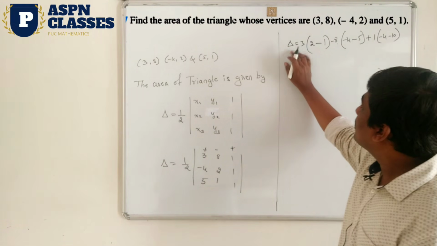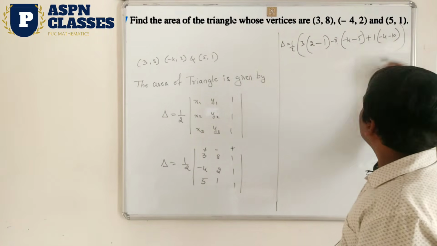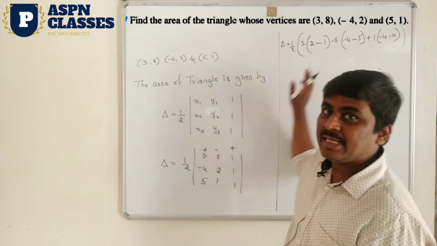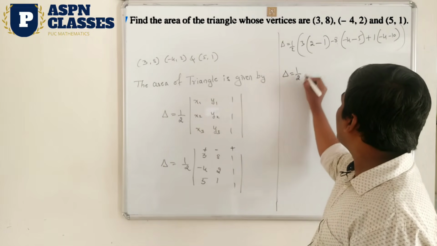Okay, so here you don't forget to write delta is equal to 1 by 2, always you have to write it. See, it is already there, this 1 by 2, write it as it is here, then write on the simplification, and delta is equal to this 1 by 2, written as it is.